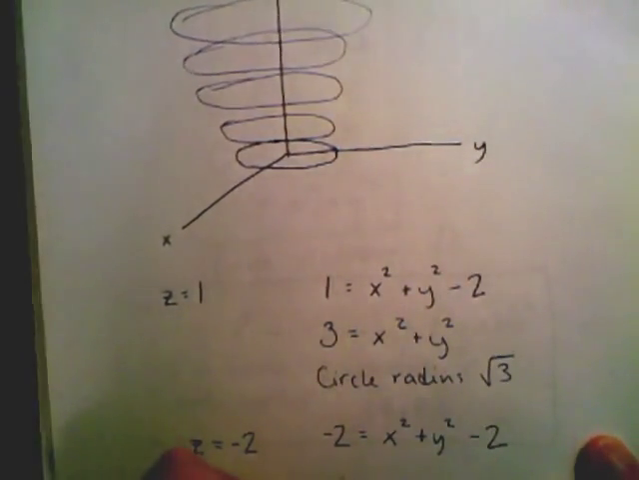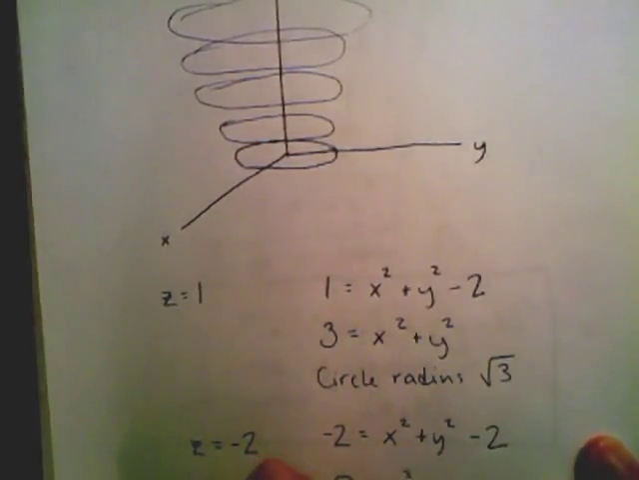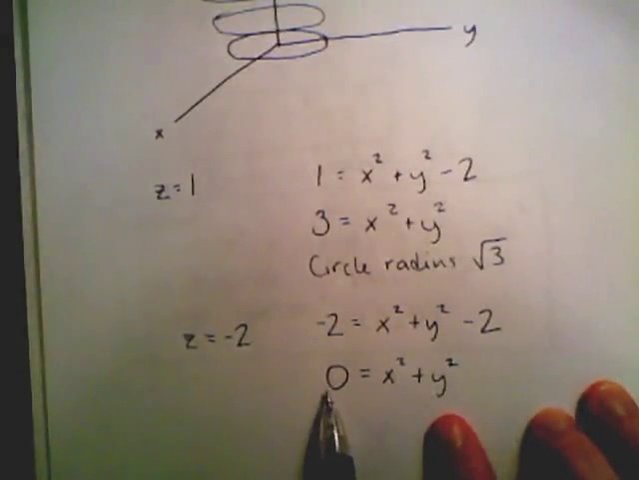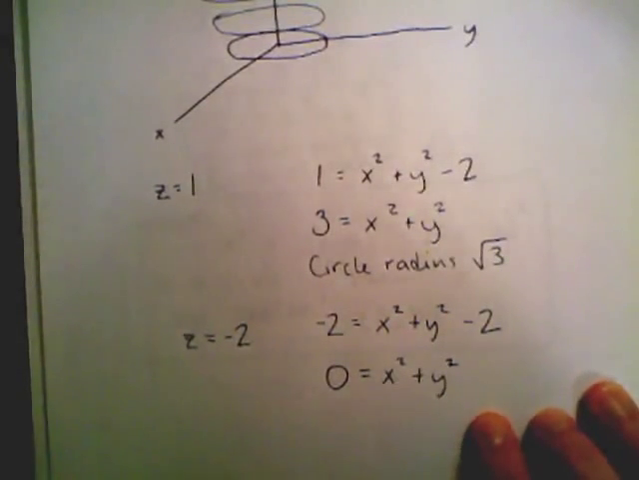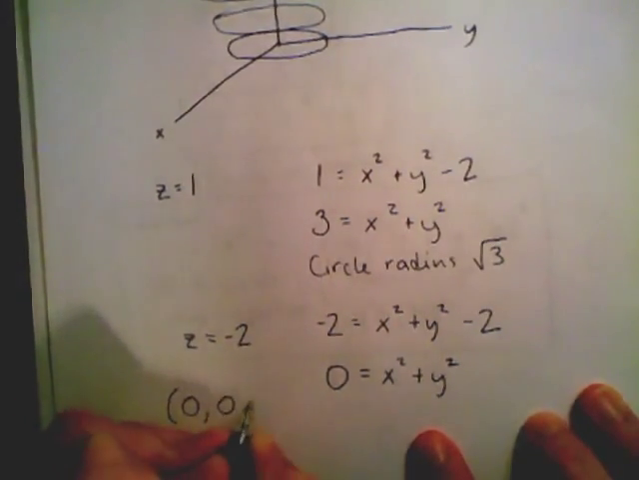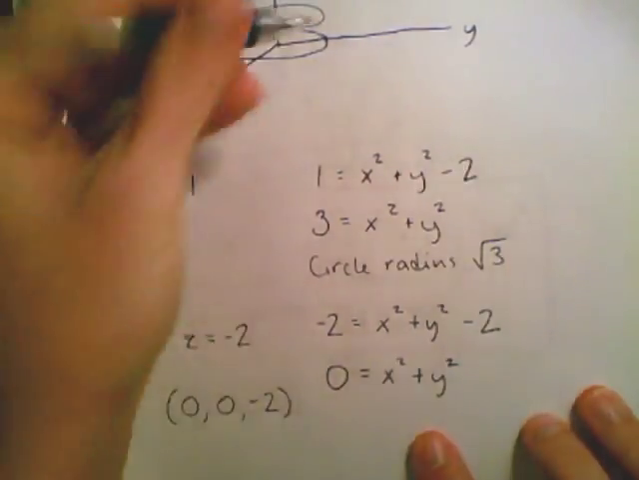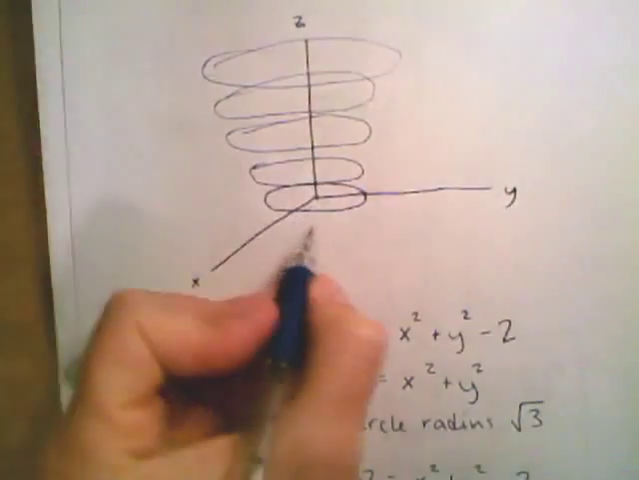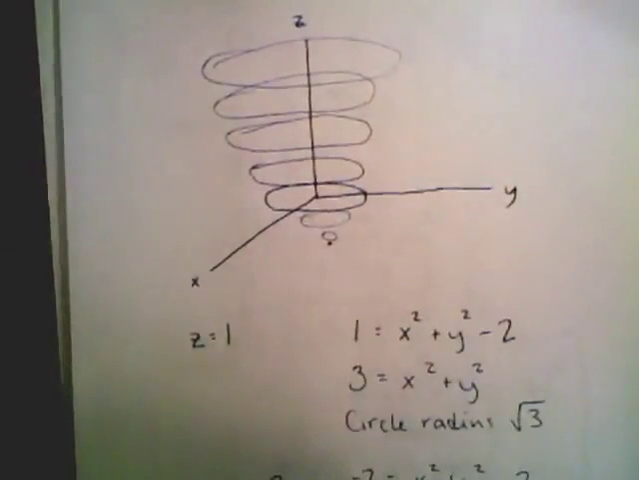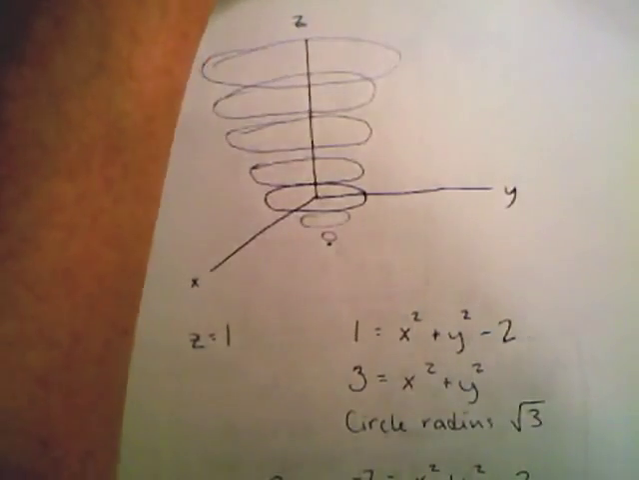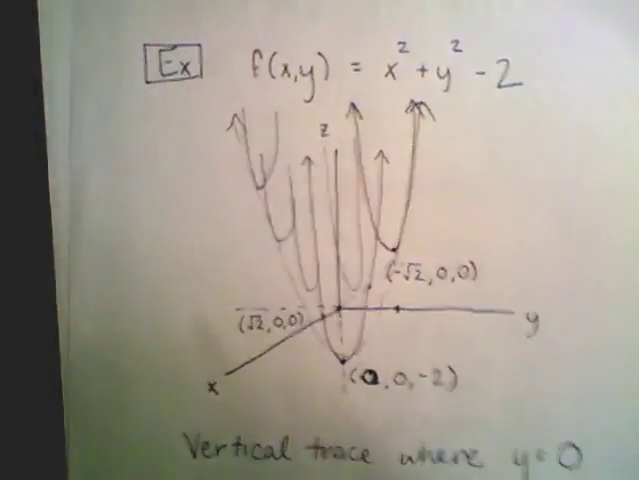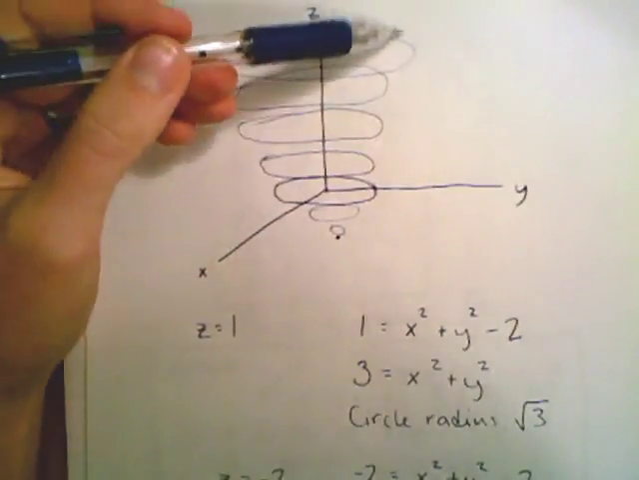And when do they get smaller? They get so small, if you check it out, if z equals negative 2, notice that means that negative 2 is equal to x squared plus y squared minus 2, plugging it into our function. And we see that that's when 0 is equal to x squared plus y squared. The only way that this solution can occur is when x and y are both 0. So that's telling me when z is equal to negative 2, x and y have to be 0. And that corresponds exactly with what we found when we were doing our vertical traces.